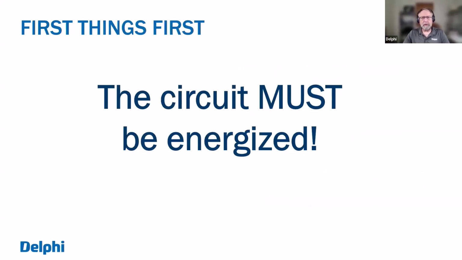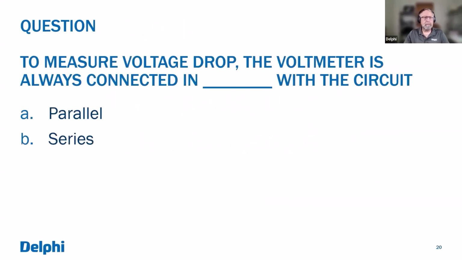And in order to do this testing, the circuit must be energized. So anytime you're doing voltage drop testing, the component is turned on. It's energized, and now you are actually measuring live voltages throughout the circuit. So that's the very first rule of voltage drop testing: the circuit has to be operational when you're doing these measurements.